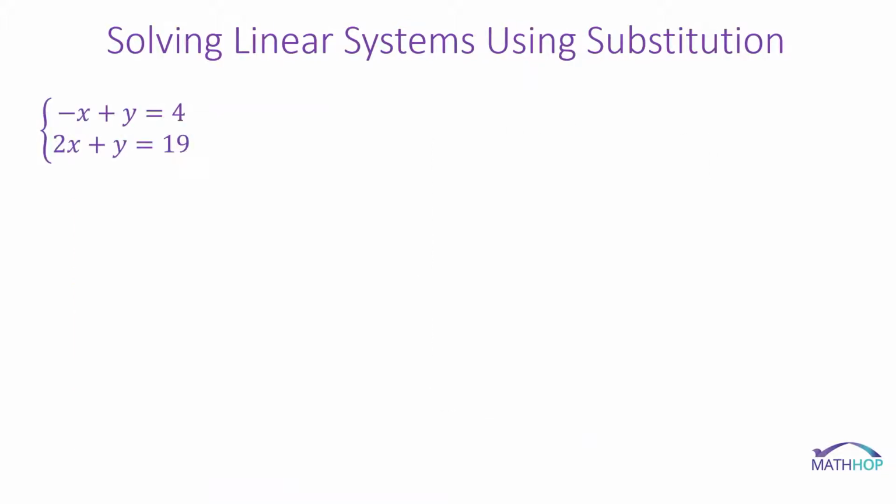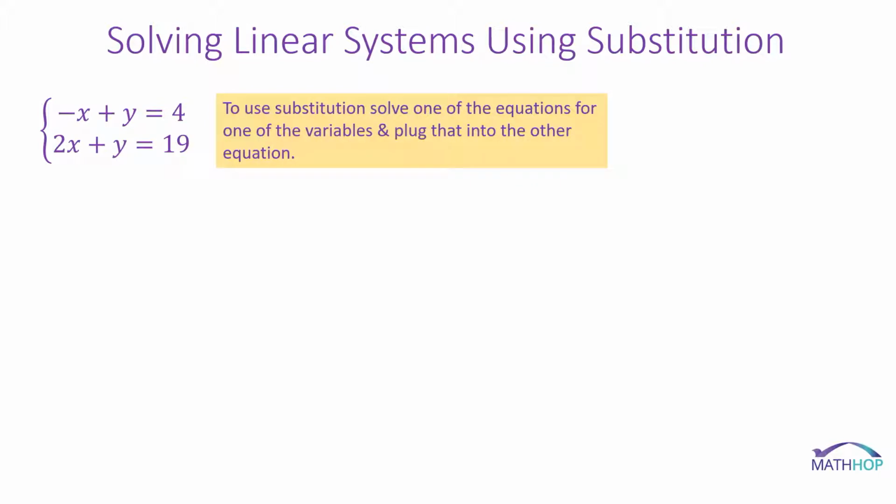Now let's look at solving linear systems using substitution. Using substitution simply means we're going to look at one of the equations and say, I'm going to solve this equation for either x or y. So you'll solve for y in terms of x, or you'll solve for x in terms of y, and then you'll plug that expression into the other equation and solve for the variable. It sounds more complicated than it is.